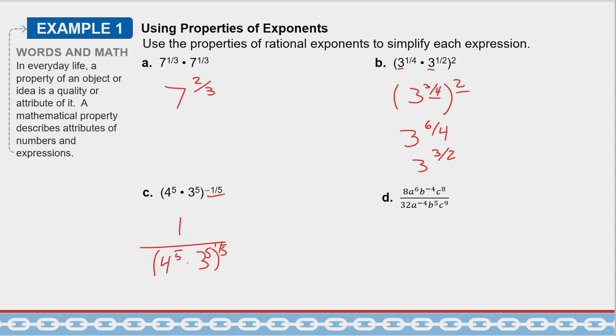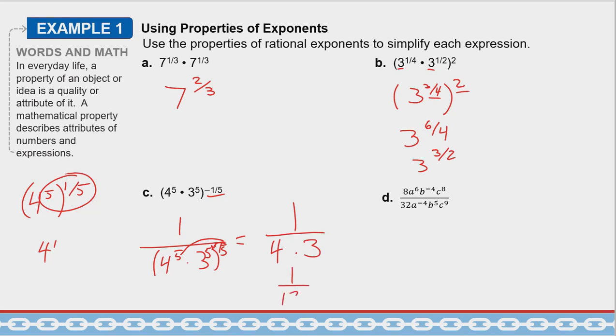Now I can use the power of a power property, and I can take each of these terms and multiply them by 1/5. Let's look at that. 4 to the 5th, and then to the 1/5. 5 times 1/5 is 1, so this is just going to be 4 to the 1, which is 4. And then that 3 to the 5th to the 1/5 is going to just be 3. So this 4 times 3 is 12.